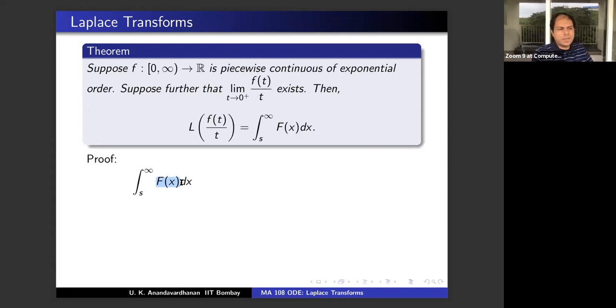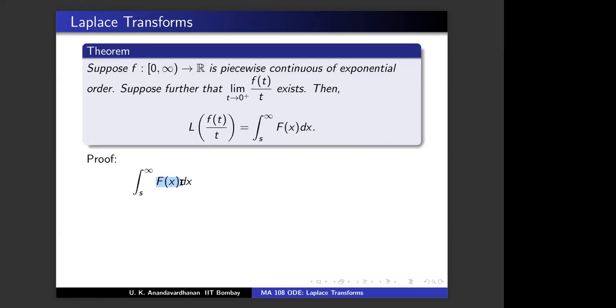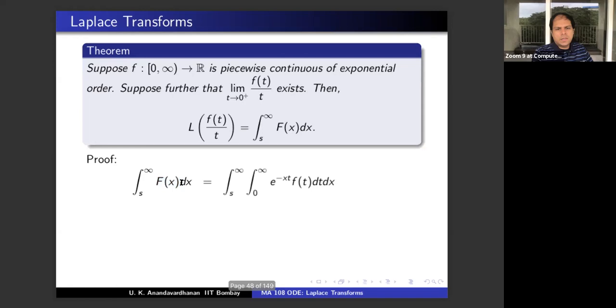So what is F of x? Integral 0 to infinity e power minus xt f of t dt. Correct. So I have just plugged it in. So e power minus xt f of t dt multiplied by dx. t is going from 0 to infinity, x is going from s to infinity. Okay. Now I have changed the order of integration, which is okay with you.